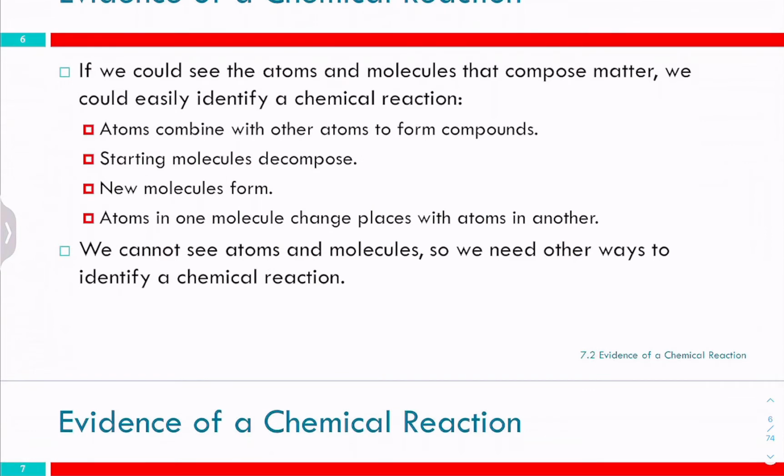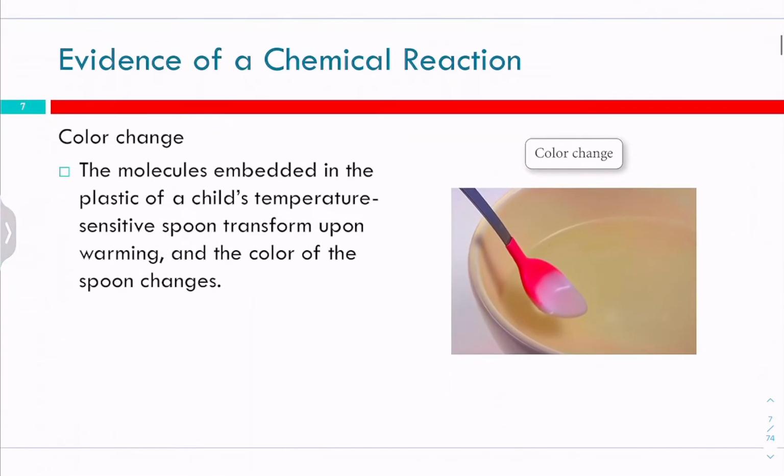Because we can't see this happening at a molecular level, we've got to look for other signs, other evidence that reactions are happening. One of those is a color change, like the molecules embedded in a child's temperature-sensitive spoon. If the water's too hot, it changes colors. It's actually causing a chemical change in the shape of the molecules that make the spoon red, so they no longer have a color. This is a special reversible one, so when you remove the heat, they revert back to the colored form. I have that same exact thing.